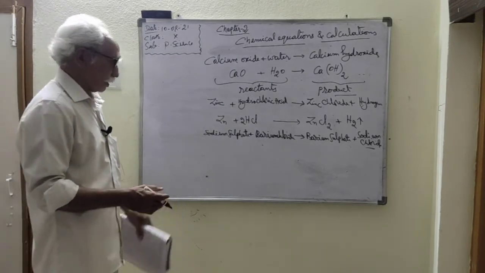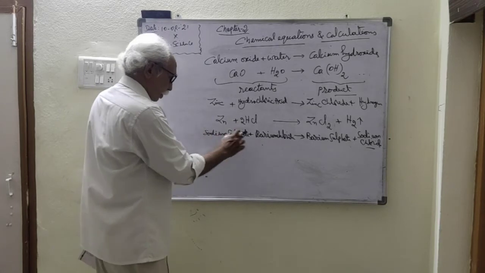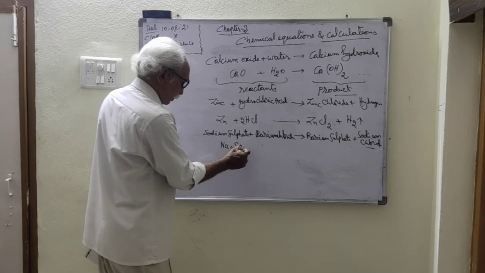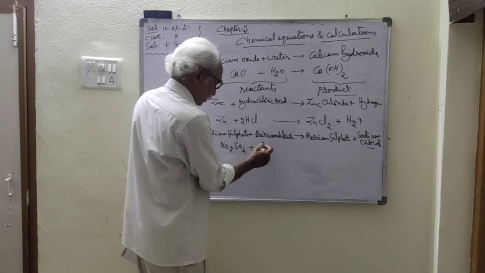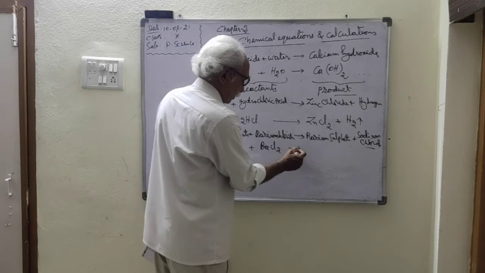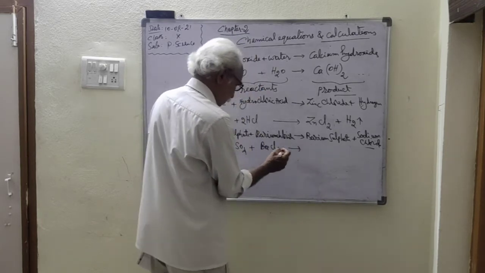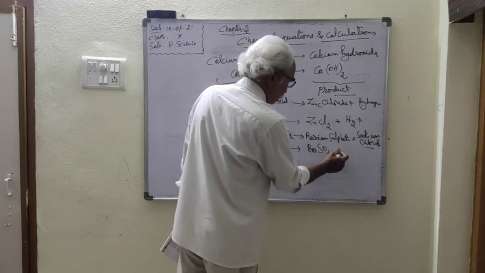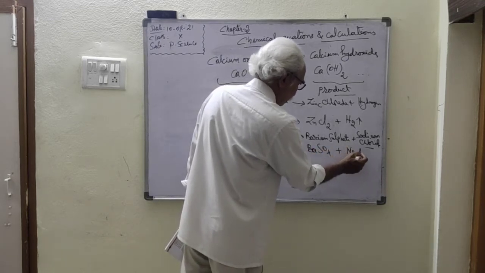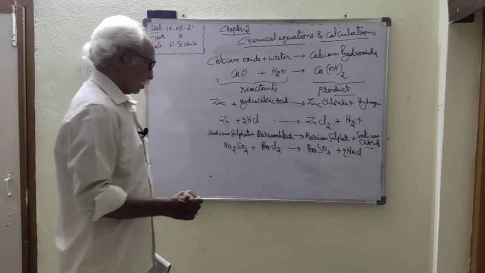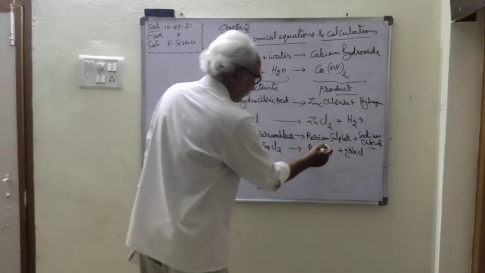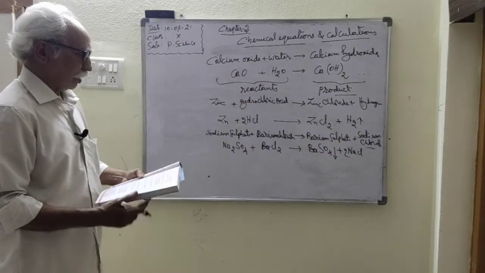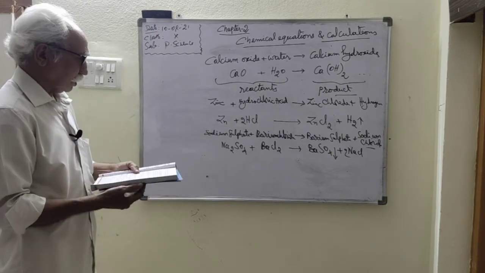For this, how can we write the answer? We write the formulas. Sodium sulfate, Na2SO4, plus barium chloride, BaCl2, gives rise to barium sulfate, BaSO4, plus sodium chloride, NaCl. So we get balance. Barium sulfate is a precipitate, a solid state. So it is called a precipitate reaction.